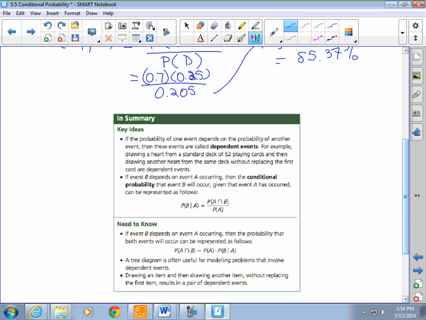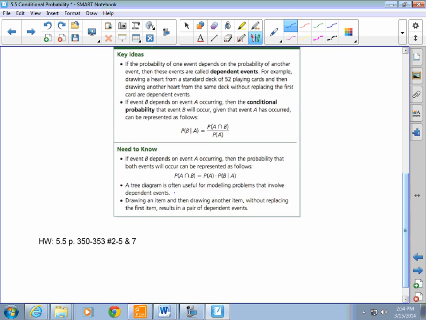Another thing to remember is if event B depends on event A, then the probability that both events occur is equal to the probability of A times the probability of B happening given that A has. That tree diagram is helpful in figuring out those calculations. You don't necessarily have to use it, but it does make a nice picture for you to see what you're working with. Drawing an item and then drawing another item without replacing the first item results in a pair of dependent events. Here's your assignment.